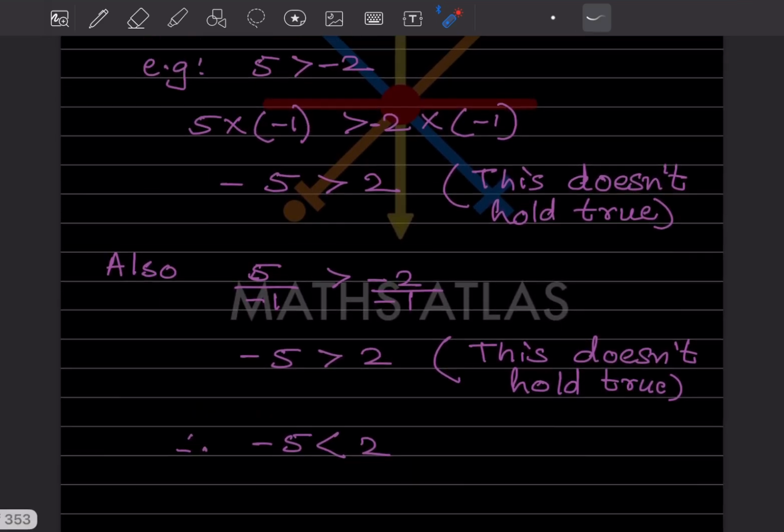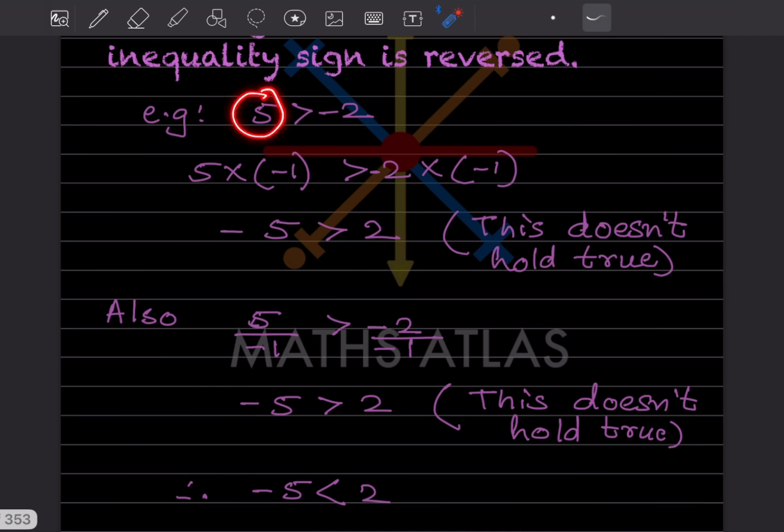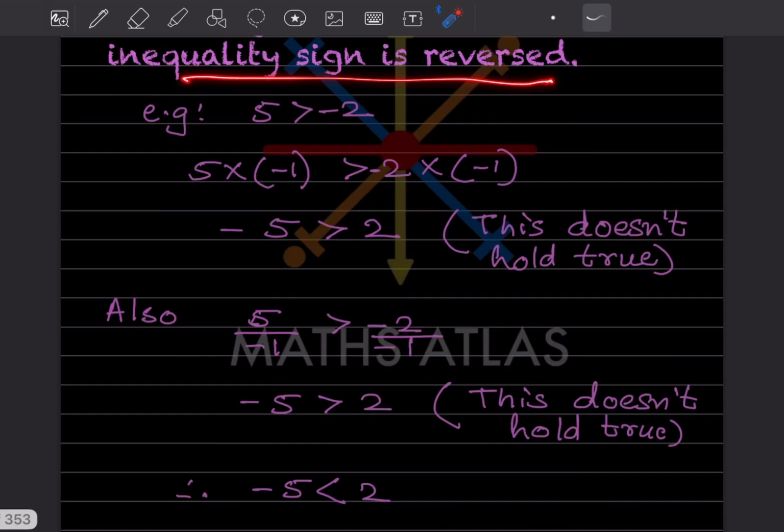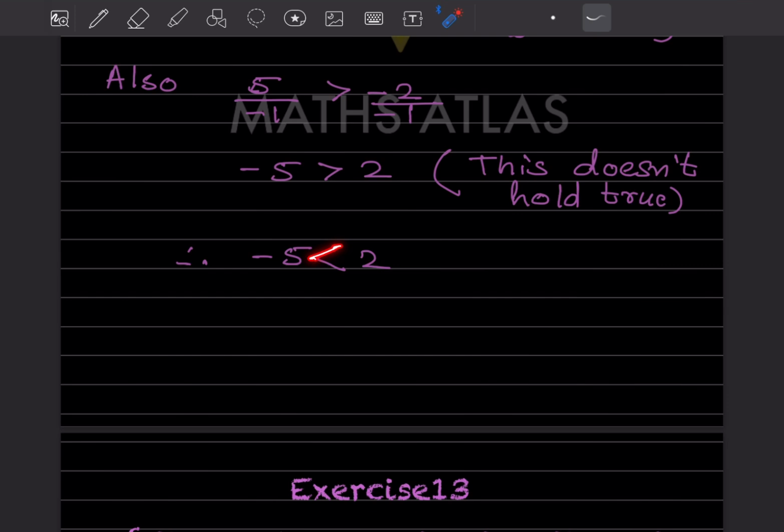Now let us see division. The same number is divided by minus 1 on both sides. What do you get here? 5 divided by minus 1 is going to be minus 5, and minus 2 divided by minus 1 is going to be plus 2. So again, minus 5 is greater than 2 is not true. So what we have to do is reverse the inequality sign. Only then can it hold true. This was greater than, so we make it less than. So we can say minus 5 is less than 2. So we have to change the sign.